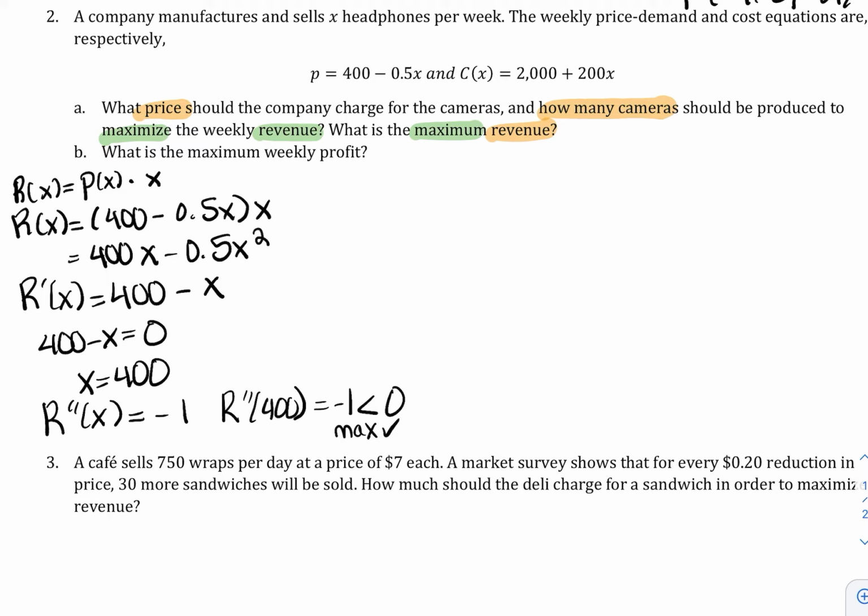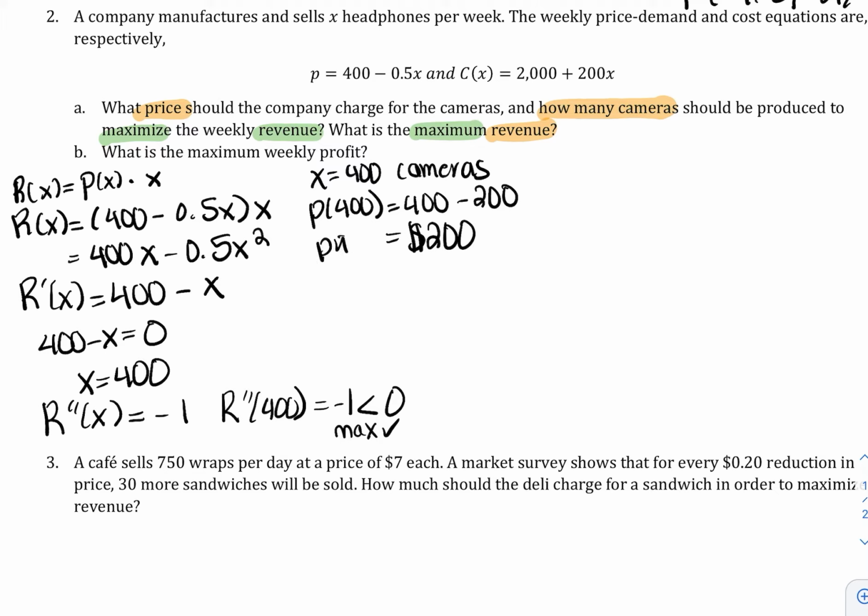So I have the amount of cameras. I know that it's 400 cameras that's going to maximize revenue. So that's one part of the question. It's asking me the price they should charge. So I need to plug 400 into the price function. That's going to be 400 minus 0.5, which is 1 half, times 400, which is 200. So it's going to be $200. That's my price. I'm going to write it here.